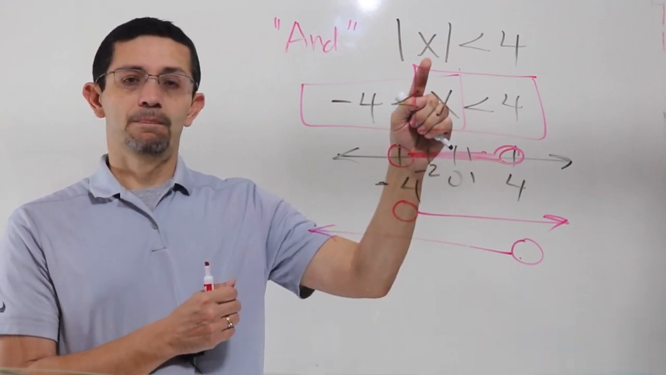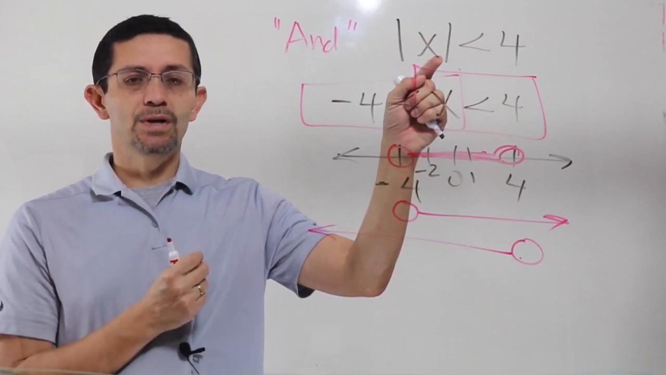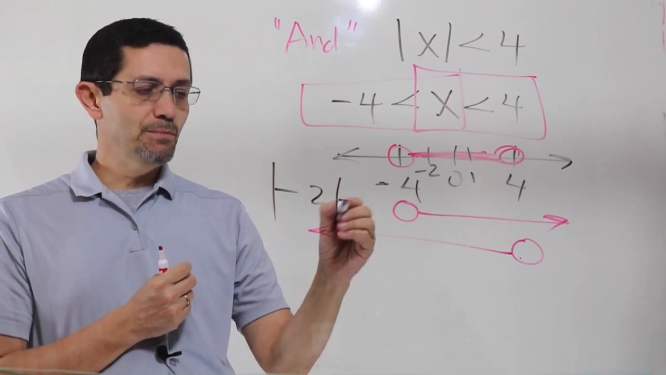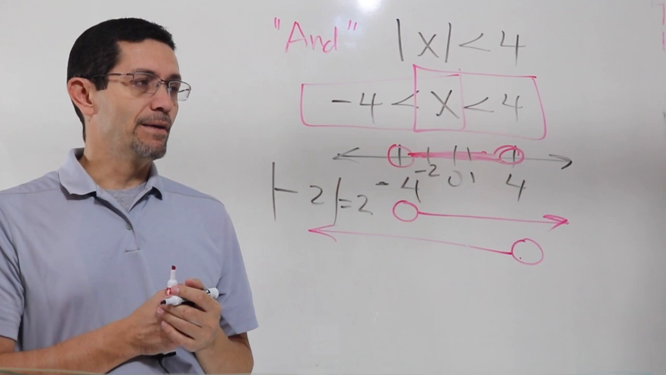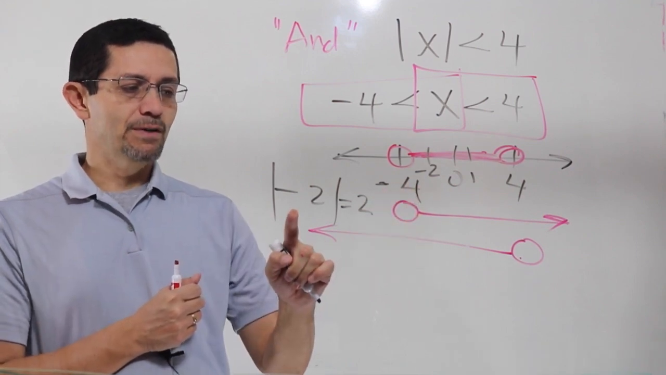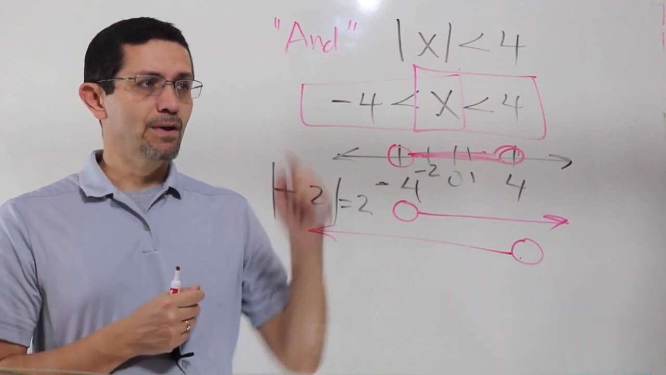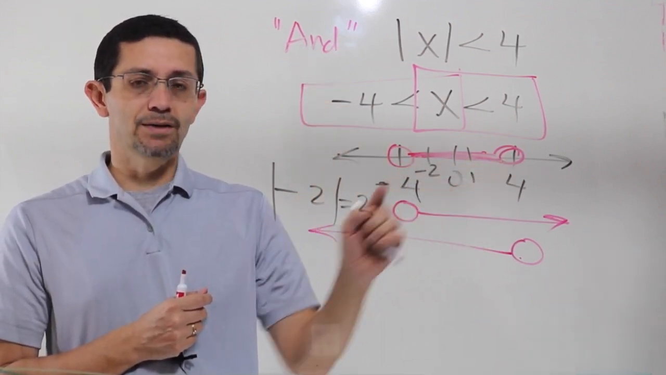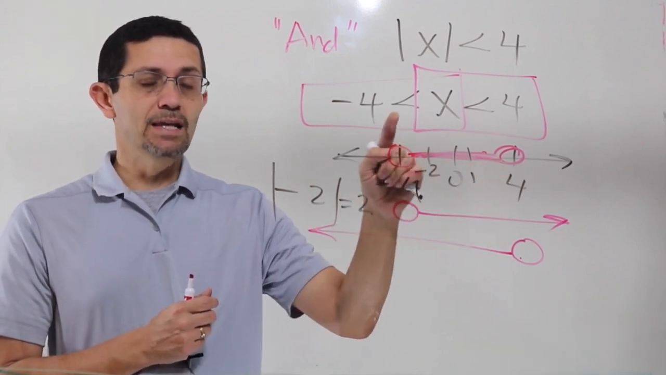Negative 2, absolute value of negative 2 is positive 2. Remember, when we do an absolute value, negative 2 becomes a positive value. Why? Because it's a distance. So the absolute value of negative 2 is 2, and 2 is less than 4. So remember, an intersection between the two graphs is basically between the two values. In our case, negative 4 and 4 are not part of the answers because I don't have an equal sign.